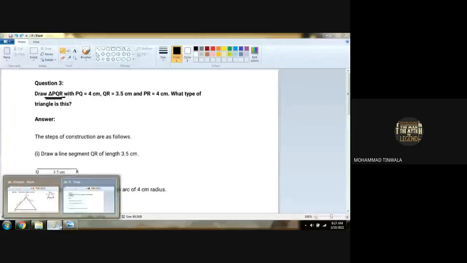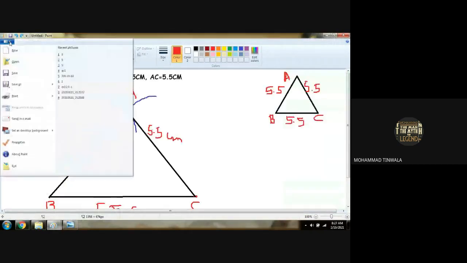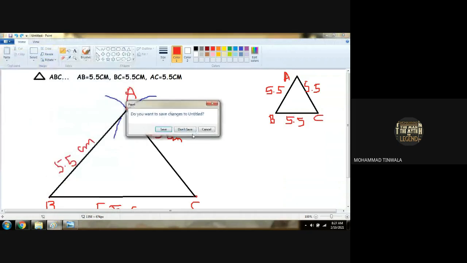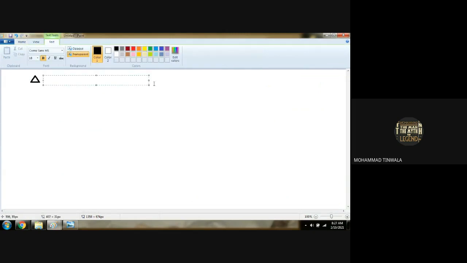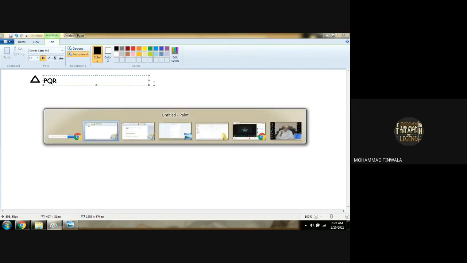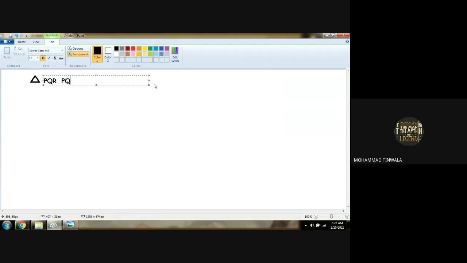Let us construct this diagram. And the name is given, so we cannot take any other name. Only this name should be taken. What is the name given here? PQR. Yes or no? Triangle PQR is given? Yes, sir. PQ is given 4 centimeter. PQ is equal to 4 centimeter.